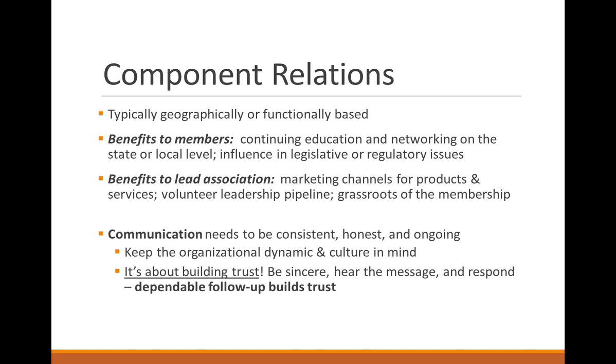The communication, again, communication needs to be consistent, honest, and ongoing. And it's important to keep the organizational dynamic and the association culture in mind when you're communicating with each other. And it's all about building trust. You have to be sincere, hear the message, and then respond. And having that dependable follow-up is what really builds trust.